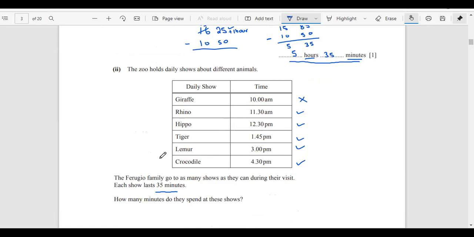Yes, Salim, what do you think? How many minutes do they spend at these shows?